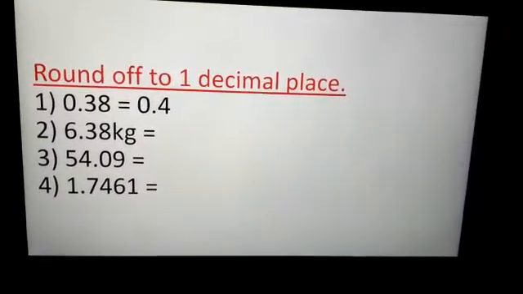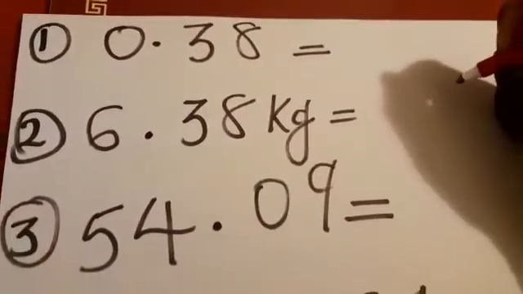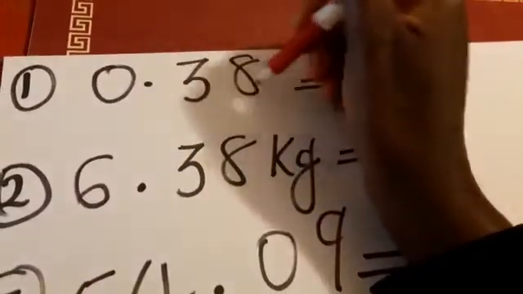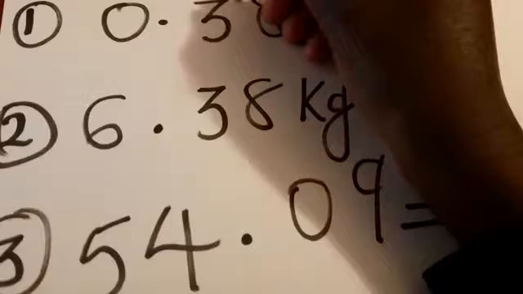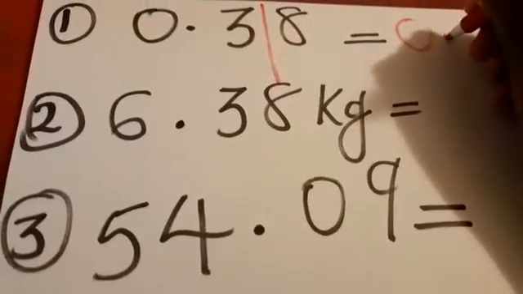So, round off to 1 decimal place. Let's try a few of these. I've got my paper. Remember, 1 decimal place is just 1 number after the decimal. So we have our unit, and then we have the numbers after the decimal. I'll draw a line. This is the number I need to round. Then I go next door, and I can see that 8 is 5 and over, which means I can round up. So that means this becomes 0.4.